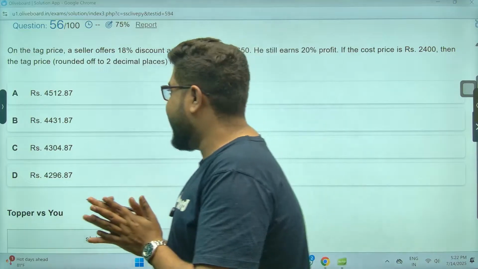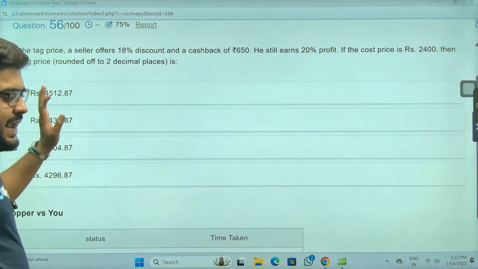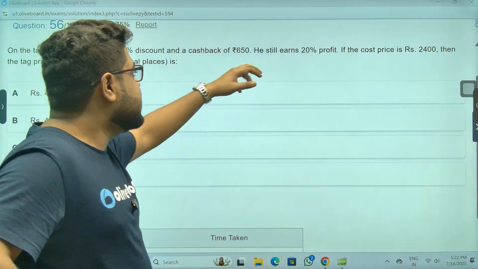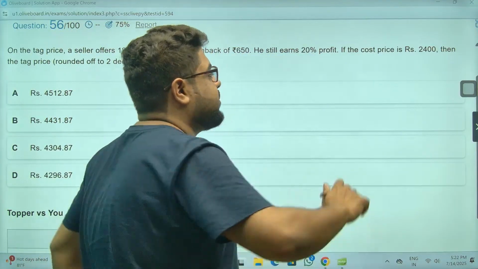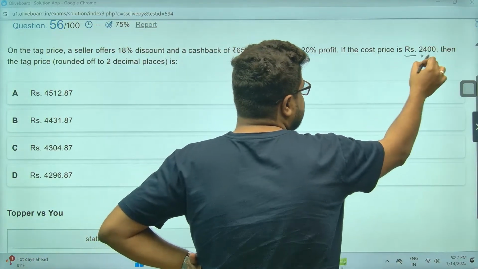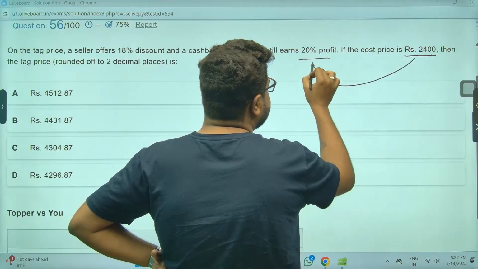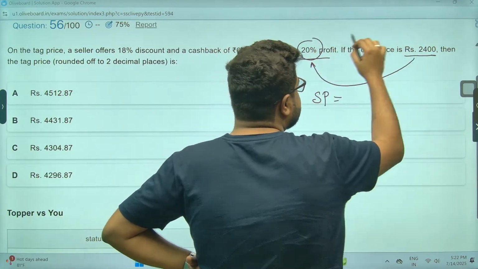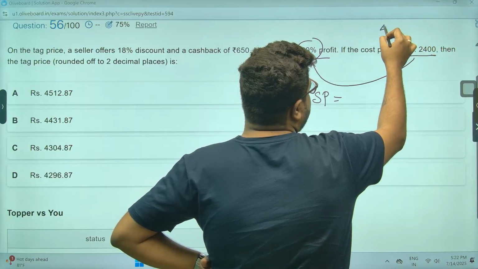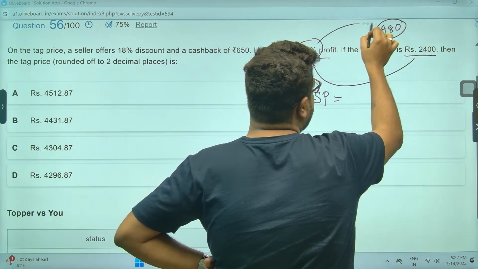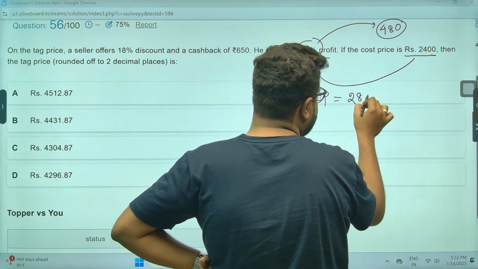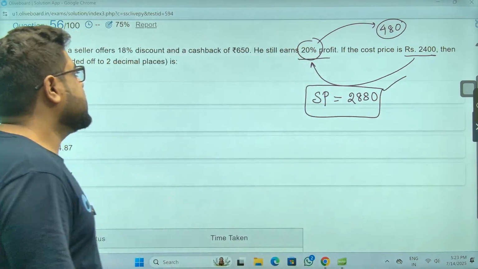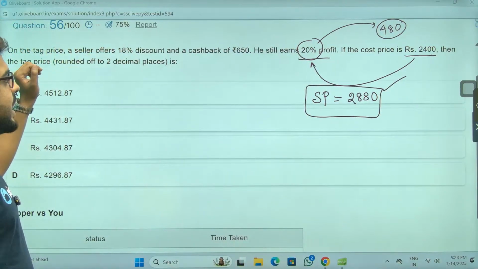Now, on the tag price, a seller offers 18% discount and a cashback. Okay, sir. Still earns a 20% profit. Sir, CP I know, profit I know. Can I get SP? SP will be, sir, 20% of this is 480 rupees. 24 twos are 480. So it will be 2880 rupees, SP. Got it, sir.